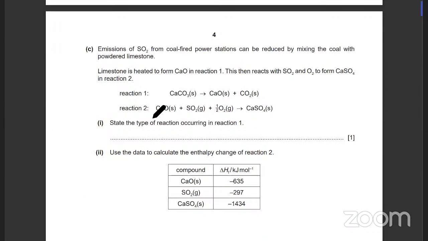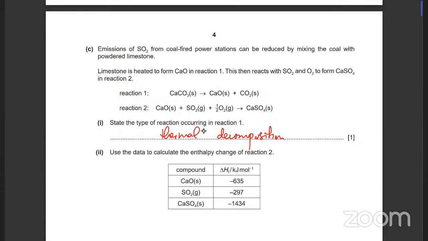State the type of reaction in 1. What is the type of reaction? Decomposition. But the better one would be thermal decomposition.